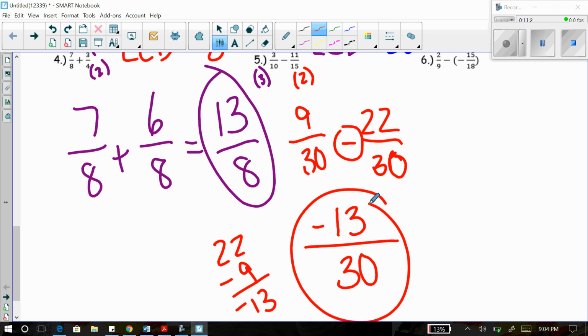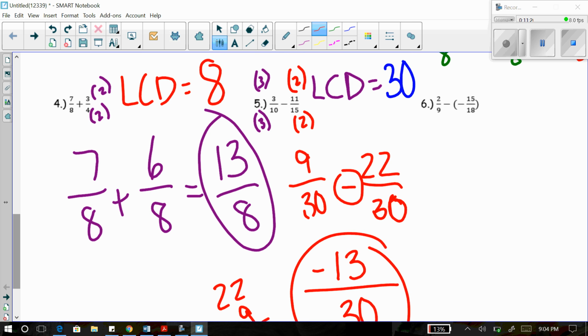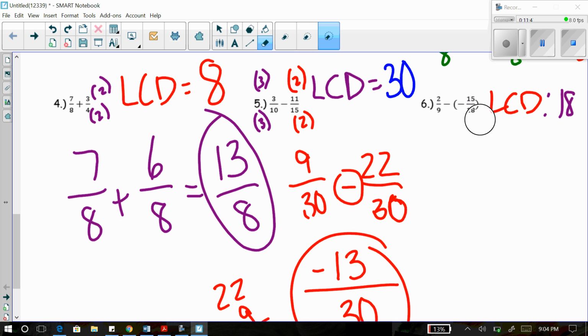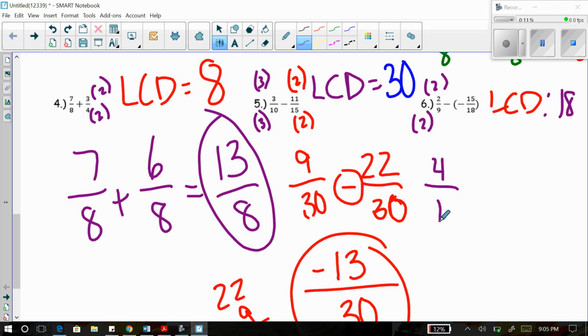Okay, the next one, write any mixed numbers as improper fractions. We don't have that issue, so we can jump to step 2. Find the LCD. So the smallest number that our denominators can go into. Smallest number that 9 and 18 both go into is 18. So now rewrite the fractions. Well, 2 times 9 would give me 18. So 2 times 2 is 4 over 18 minus negative 15 over 18.